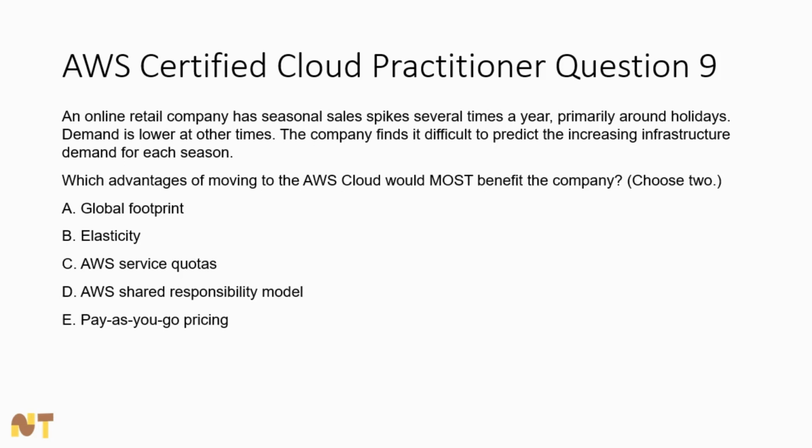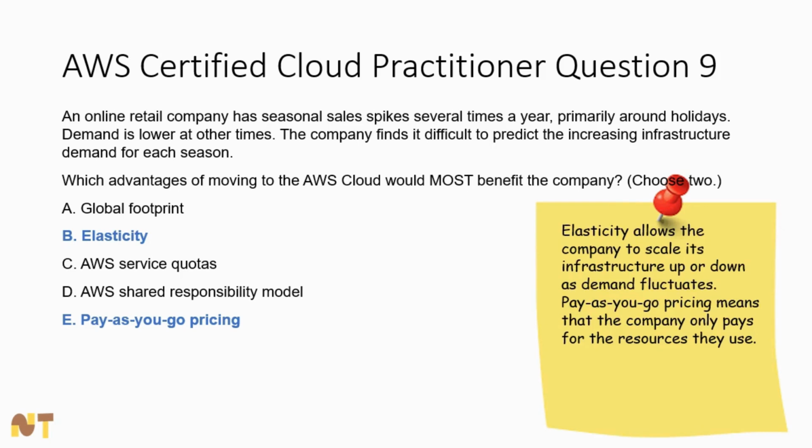Pay-as-you-go pricing. Now the correct options here are option B, that is elasticity, and option E, that is pay-as-you-go pricing. Elasticity will allow the company to scale its infrastructure up and down as the demand fluctuates, and pay-as-you-go pricing means the company only pays for the resources they use. This is beneficial for a company that experiences unpredictable demand as they only have to pay for the resources they actually need. So the correct options are option B and option E. Moving on to the next question.